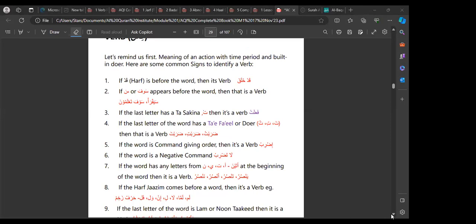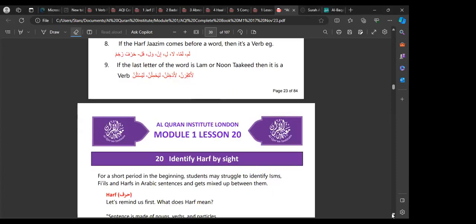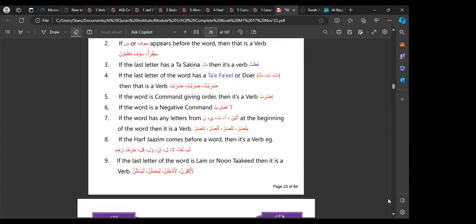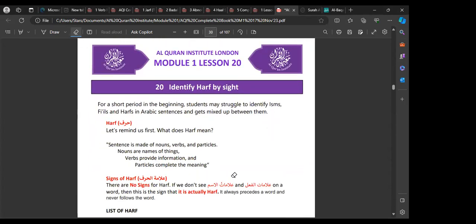So harf has no signs. Well, the sign that it is a harf is that there are no signs for fi'l and no signs for ism. So if you don't find the 8 in the noun and you don't find the 9 in the fi'l, then harf is what's left over. So that's how harfs work.